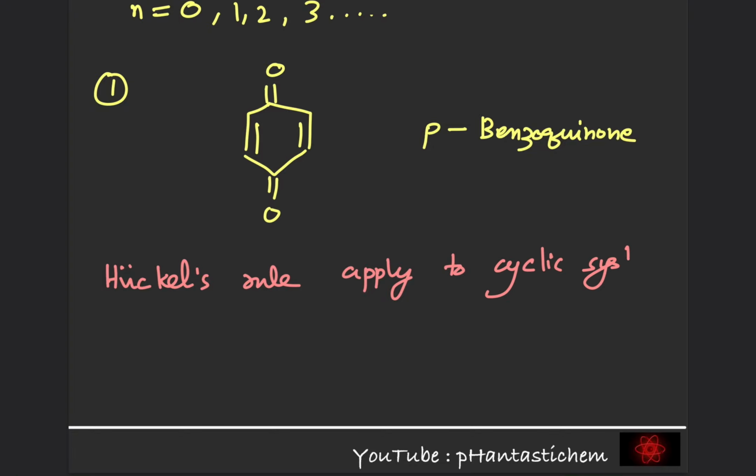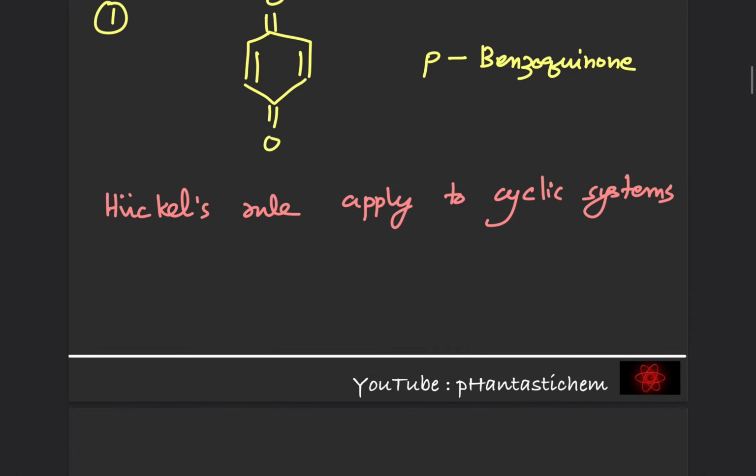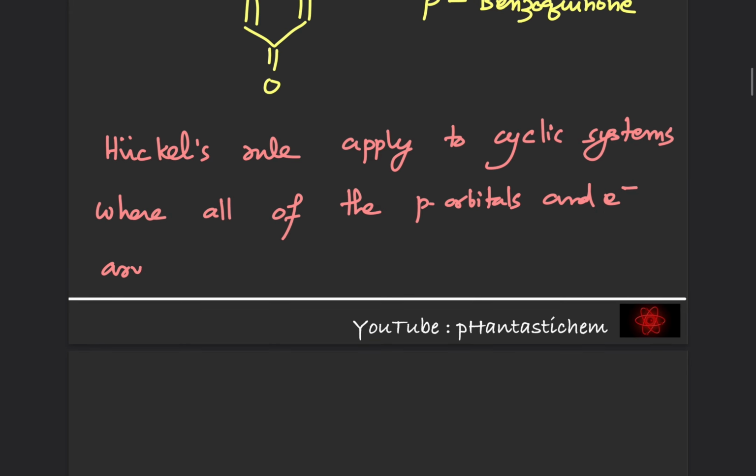Apply to cyclic systems where all of the p orbitals and electrons are contained within the ring.